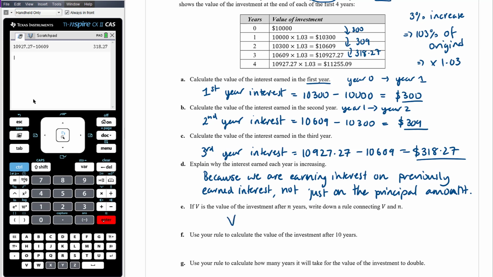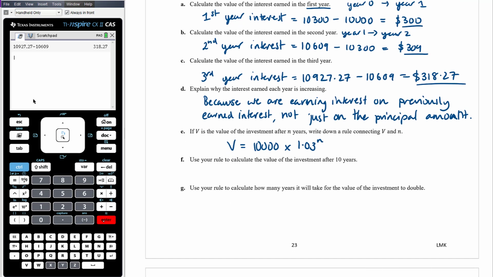So in this instance, our rule is going to be $10,000, our principal, multiplied by 1.03 n times, if it's been n years. Use our rule to calculate the value of the investment after 10 years. Again, we could define a function. We talked about that yesterday. I'm only going to do 2 questions with this, so I might just go with it as it is.